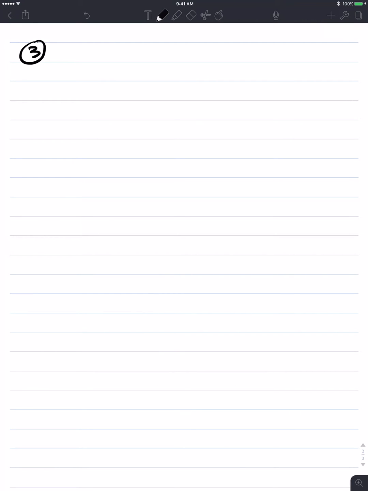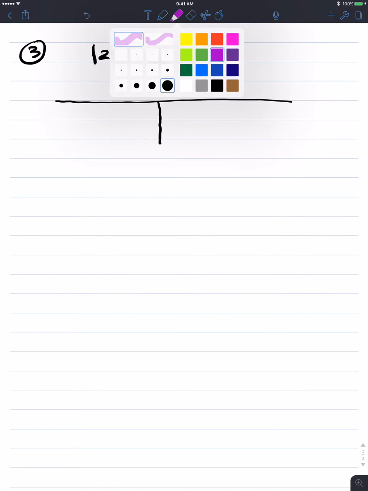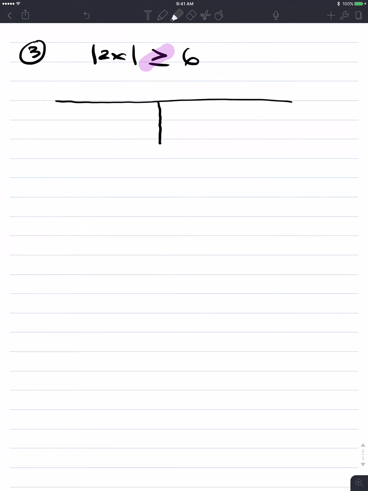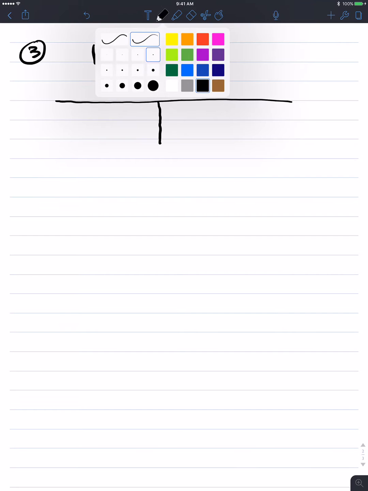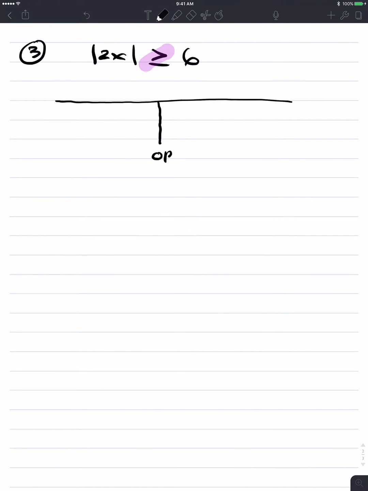Number 3. The absolute value of 2x is greater than or equal to 6. We're going to have to graph this. We're going to notice our inequality. This inequality is greater than or equal to 6. This means we're going to have a union.